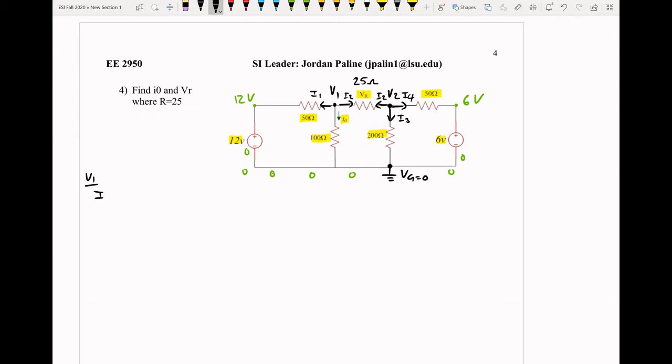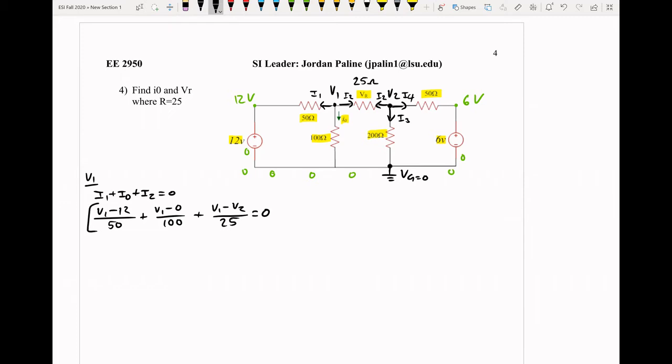So if we go to I of 1 plus I0 plus I2 is equal to 0. I of 1 will be V of 1 minus 12 over 50 ohms. I of O will be V of 1 minus 0 over 100. And then I of 2 will be V of 1 minus V of 2 over 25, and that'll equal 0.